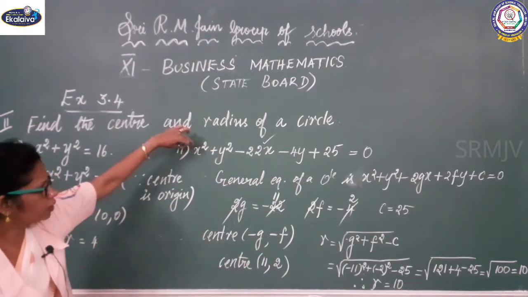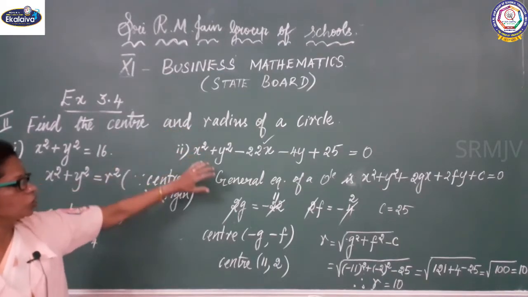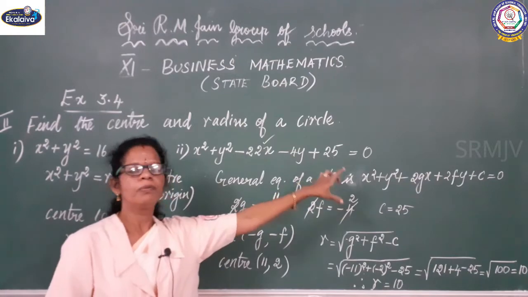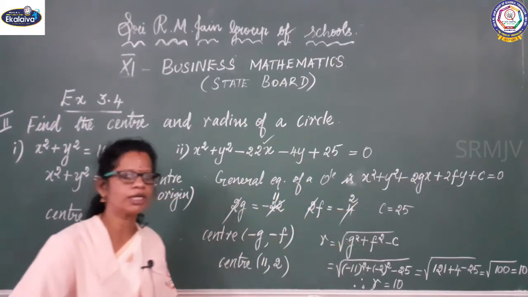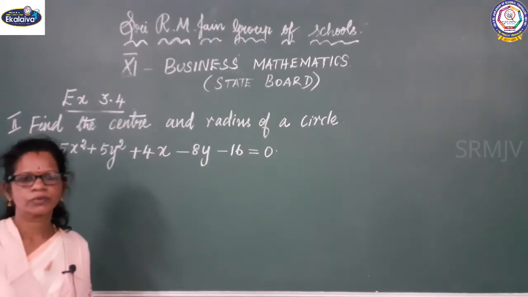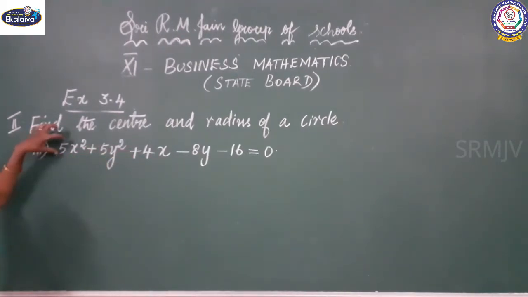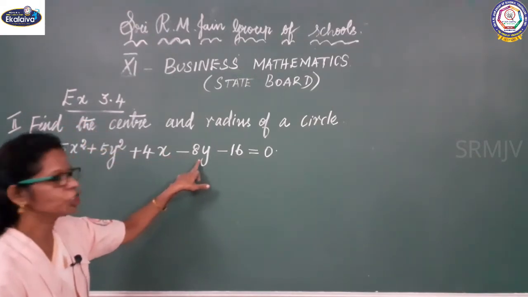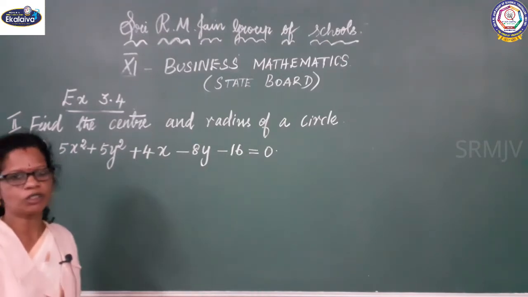If the format comes like this, you have to equate with the general format as x square plus y square plus 2gx plus 2fy plus c is equal to 0. The third subdivision is 5x square plus 5y square plus 4x minus 8y minus 16 equal to 0.